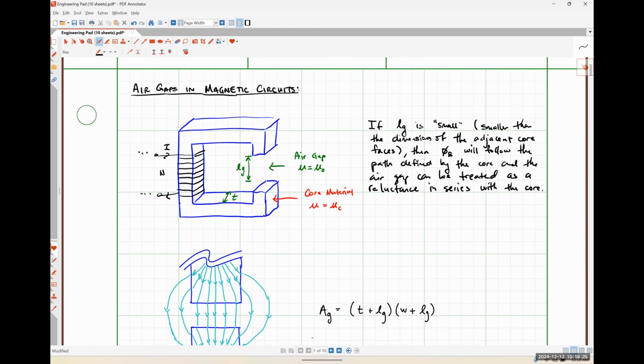Big old paragraph. Maybe just take a picture of that. It's going to be on the video whenever I get around to posting it, probably this weekend for what it's worth. All of that paragraph says essentially is when there's an air gap, we treat it as a reluctance in series with the core.